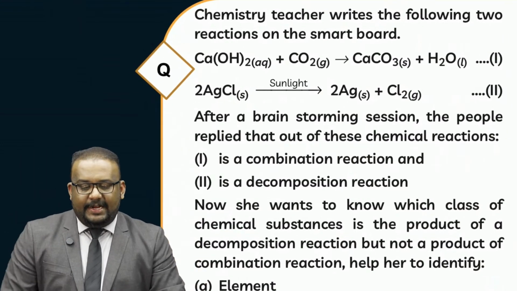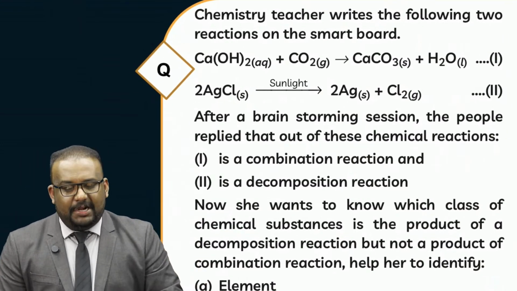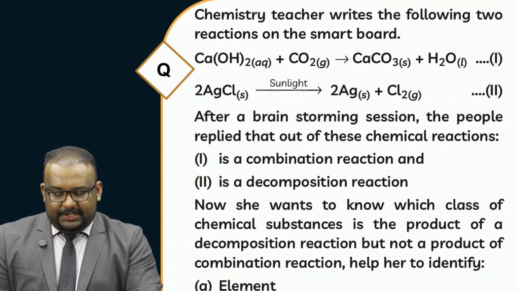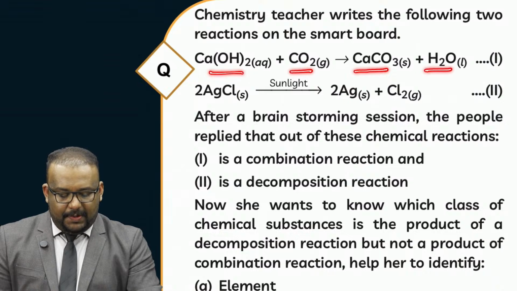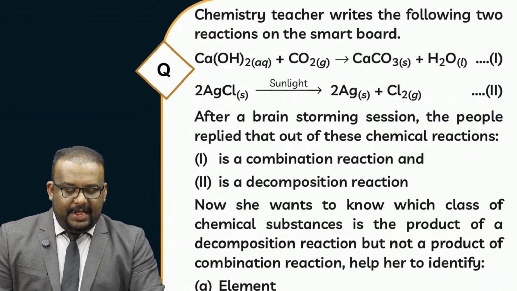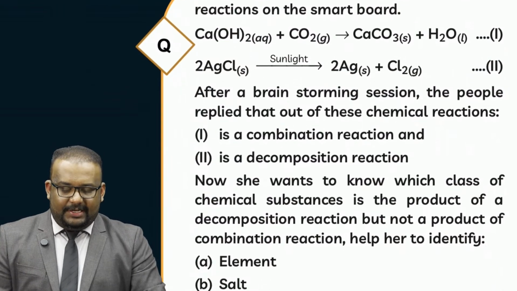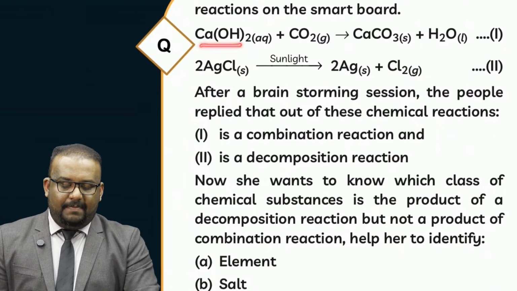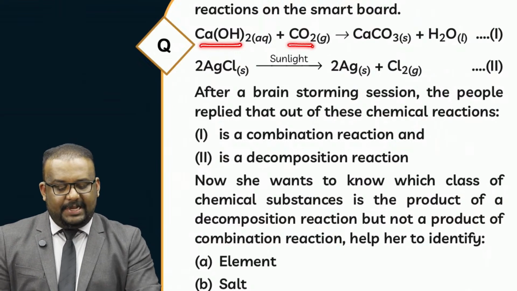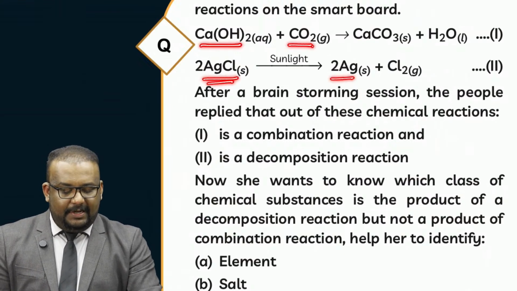Chemistry teacher writes the following two reactions on the smartboard. Ca(OH)2 plus CO2 gives CaCO3 plus H2O. AgCl decomposes to form Ag plus Cl2. So there are two reactions given here. One is slaked lime coming in contact with carbon dioxide. One is decomposition of silver chloride.